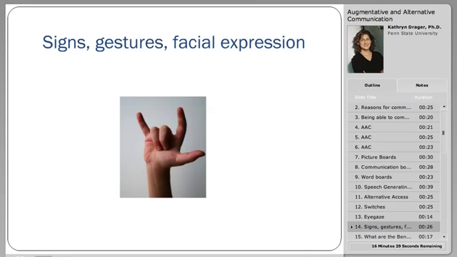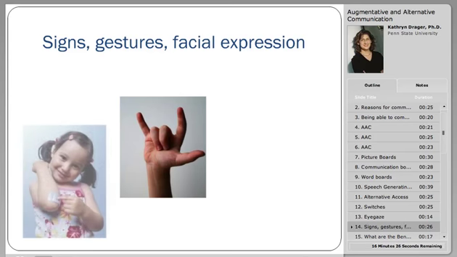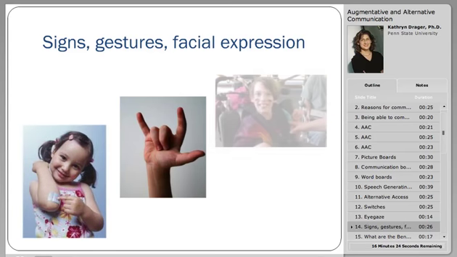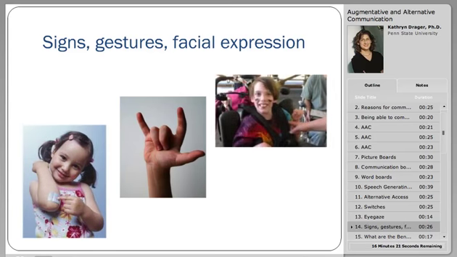Signs, other gestures, and cues such as facial expression can also be used to communicate. These types of systems can be as formal as American Sign Language or as part of another system. We all communicate in many ways, and children with disabilities can also use a variety of methods to communicate. This is called multimodal communication.